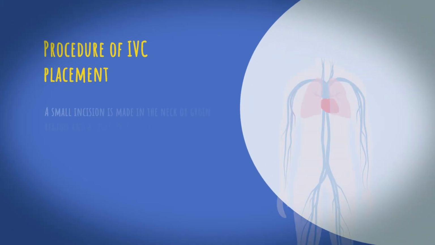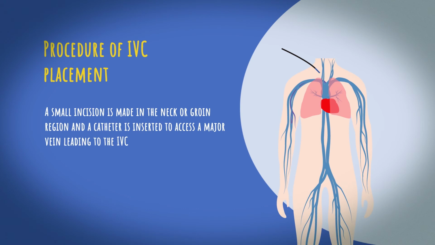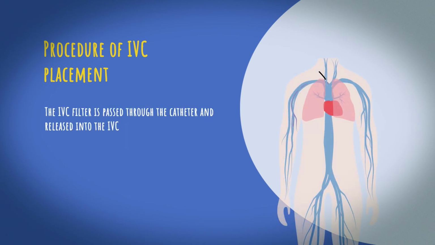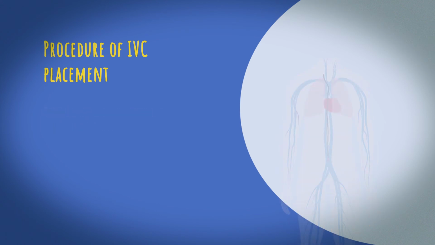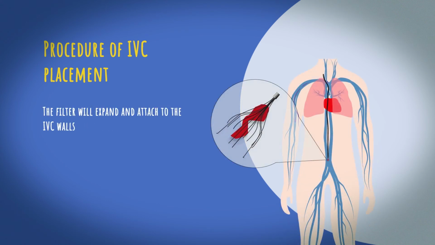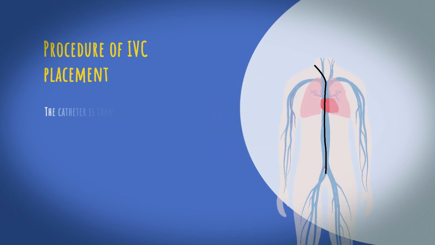For IVC placement, first, a small incision is made in the neck or groin region and a catheter is inserted to access a major vein leading to the inferior vena cava. Next, the IVC filter is passed through the catheter and released into the IVC. Then, the filter is expanded and attached to the IVC walls. Finally, the catheter is removed.